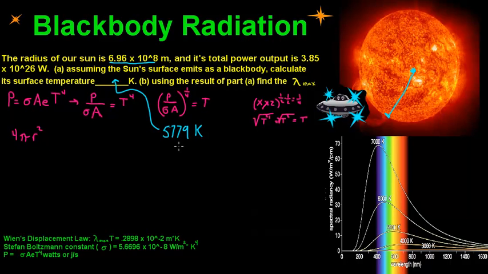Alright, so let's do part B. For part B, we are going to be using Wien's displacement law, and you've got your wavelength max times your temperature, and it's going to give you that. So we need to find the wavelength max. So your wavelength max is going to be 0.2898 times 10 to the negative 2 divided by our temperature, 5779.